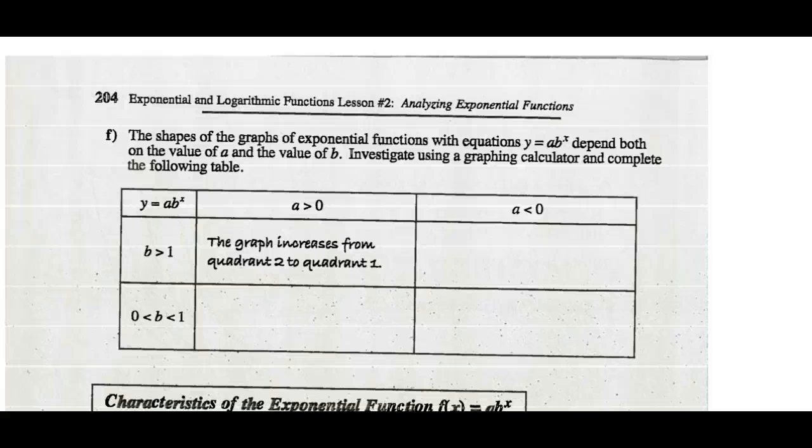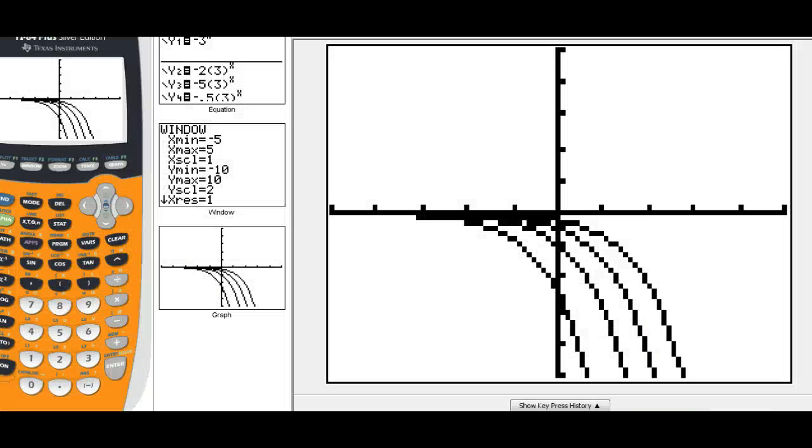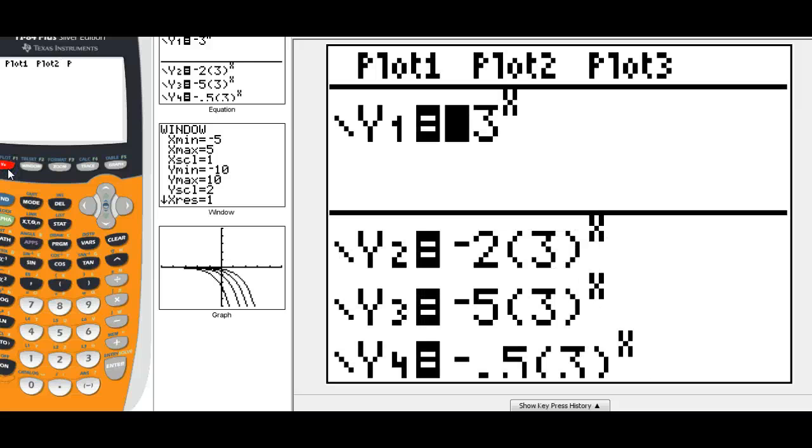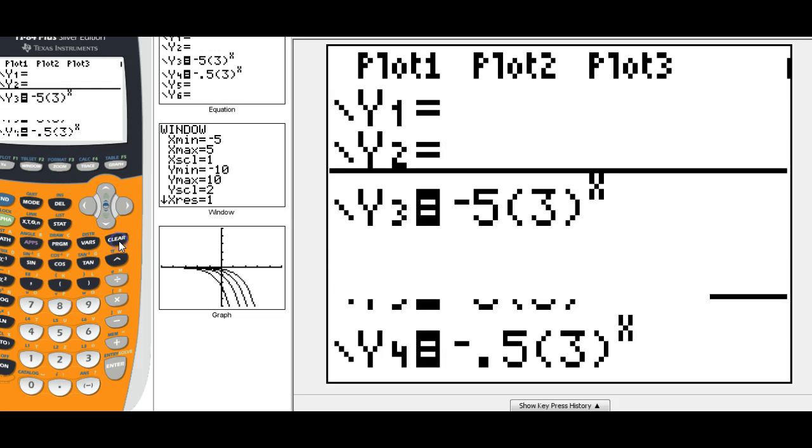F, the shapes of the graphs of exponential functions with equations y equals a times b to the x depend upon the value of a and the value of b. Investigate using your graphing calculator and complete the following table. So let's draw some graphs on our graphing calculator when a is greater than 0 and b is greater than 1. So let's go to my graphing calculator and let's clear all these.